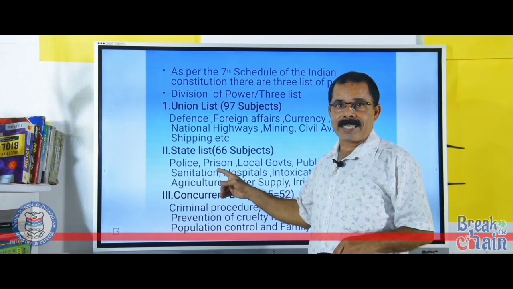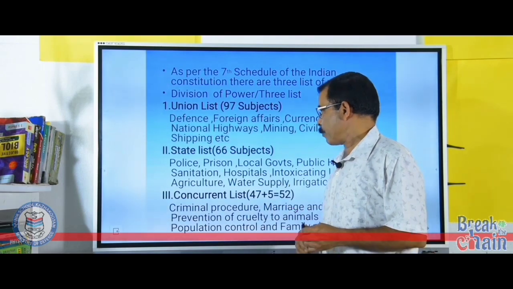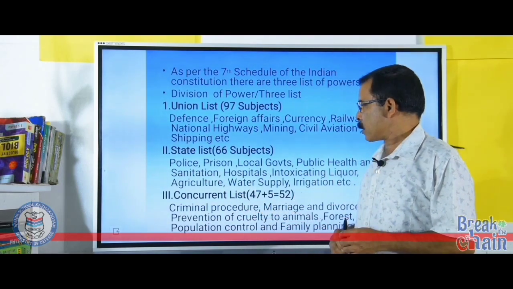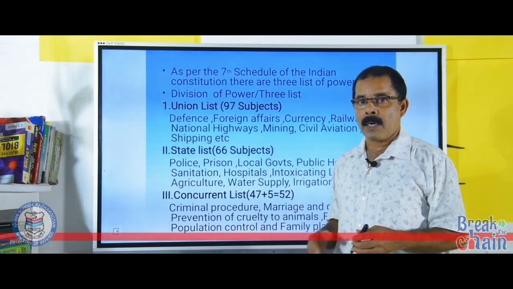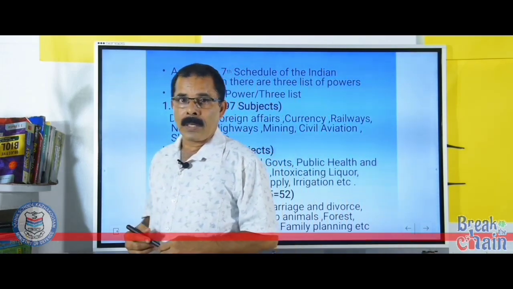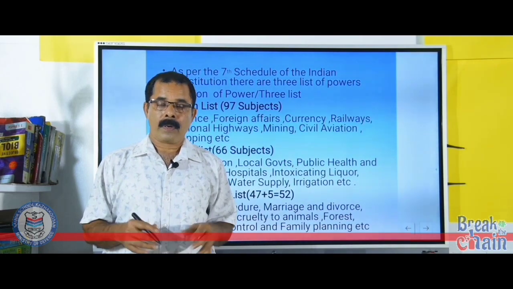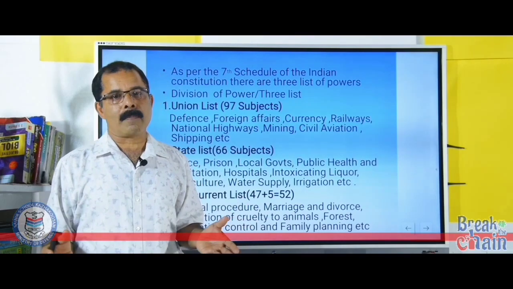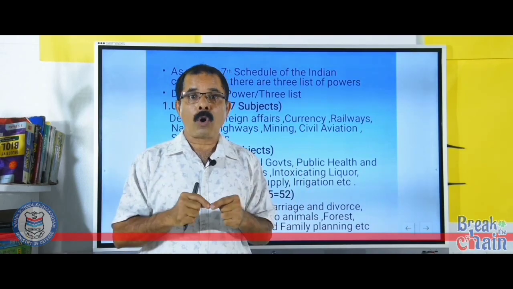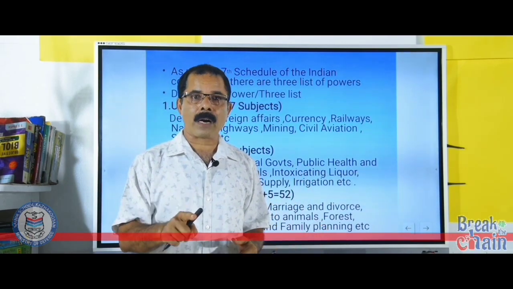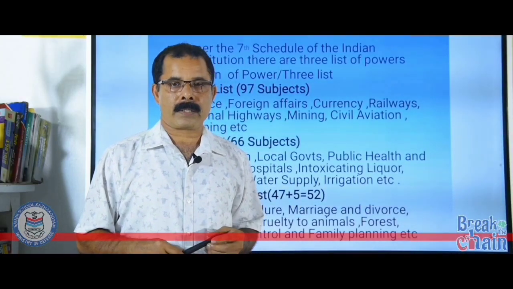The subjects on which the state government can make law are called the state list. There are 66 of them: police, prison, local governments, hospitals and dispensaries, sanitation and hygiene, etc. come under the category of state list. The third one is the concurrent list. What is meant by concurrent list? Both the central government and state government can make law on that. But of course, if both the center and state make contradictory law, then the law of the central government will be valid.